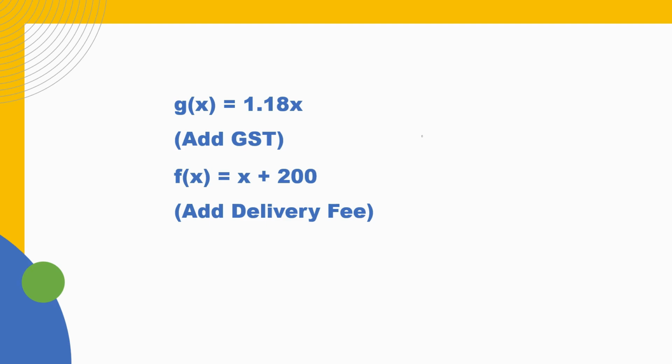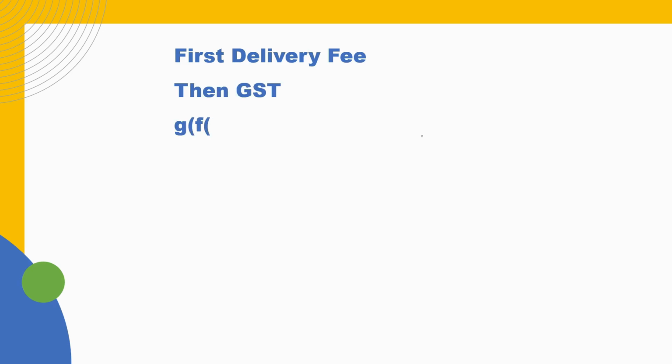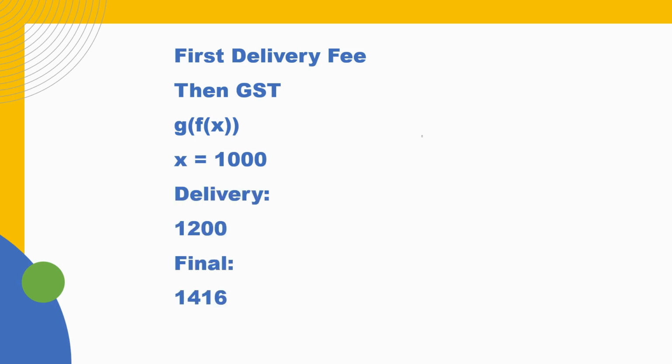Now watch what happens when the order changes. First, GST is applied. 1000 becomes 1180. Then the delivery fee is added. So the final amount becomes 1380. Now reverse the order. First the delivery fee is added. Then GST is calculated on the new amount. And now the answer changes completely.